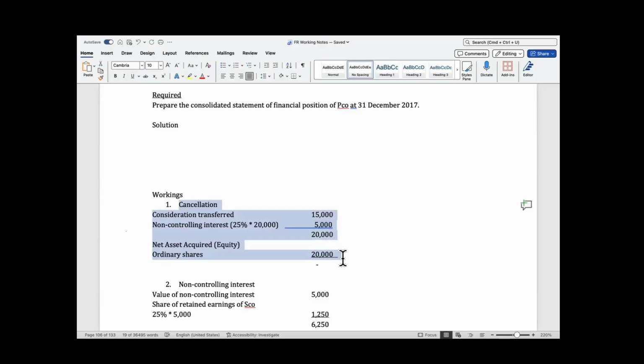In fact, plus previously held equity interest. I will teach the professionals that when I'm teaching you piecemeal acquisition. So, minus net asset acquired in the subsidiary. What we're trying to do is, at any point in time, compare 100% with 100%.